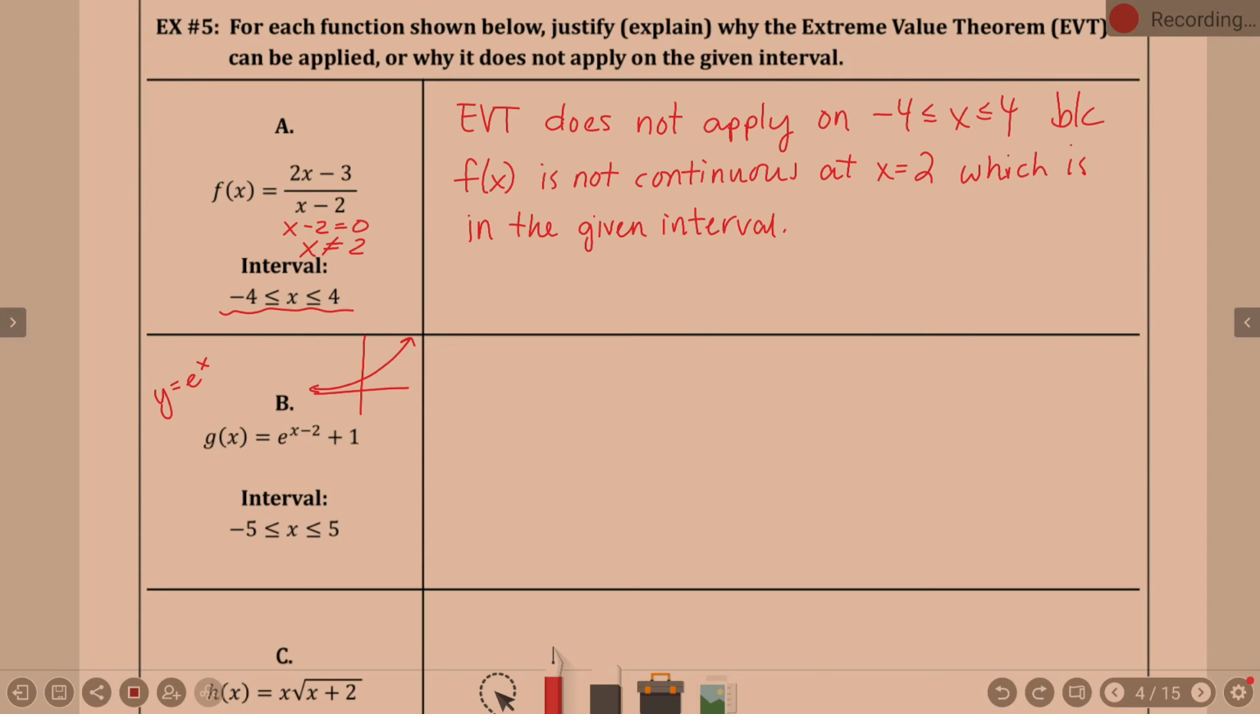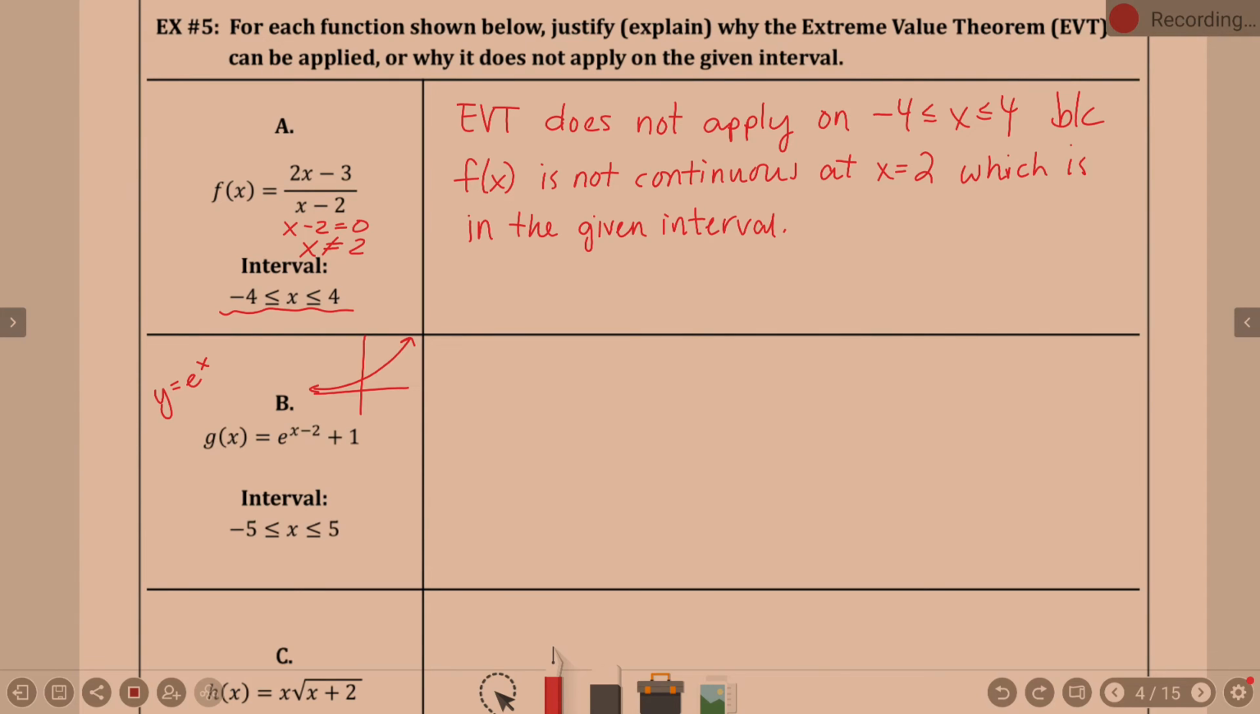So, okay, so this is your exponential function. It could also be like if it was 2 to the x, 3 to the x, 4 to the x, 5 to the x. They'd all look like this, right? The minus 2 plus 1 just moves my graph right 2 and up 1. So right 2 up 1, is that going to affect my continuity here? No. So is this graph, does EVT apply here? Is it continuous on the interval negative 5 to 5? Yes. I didn't fall. It's all good.